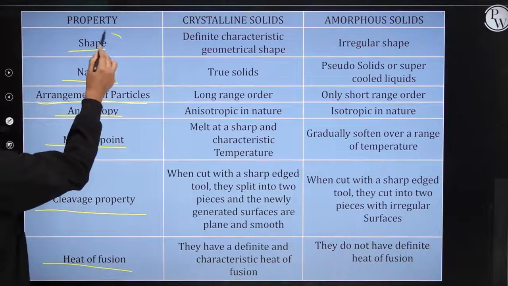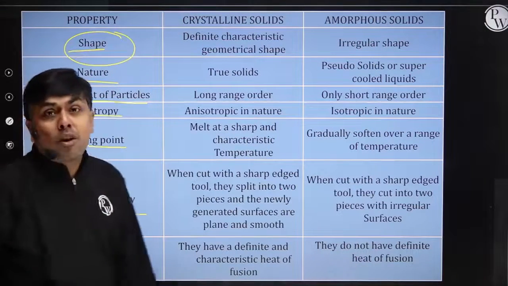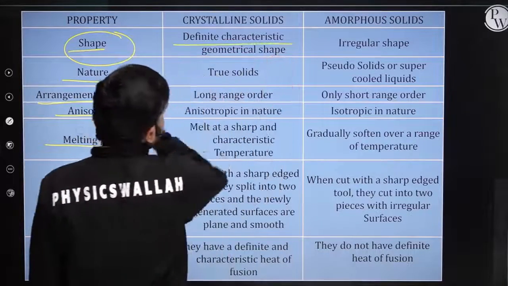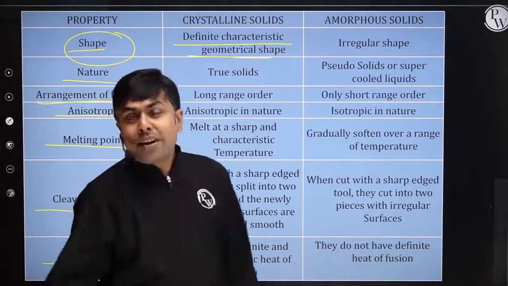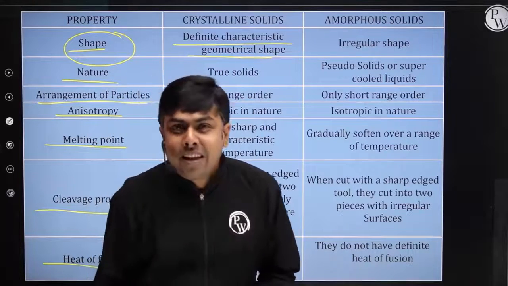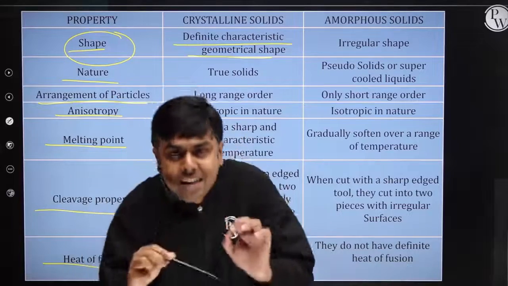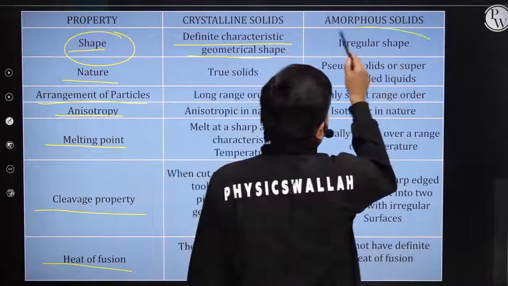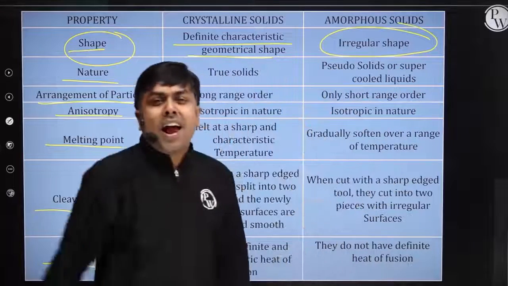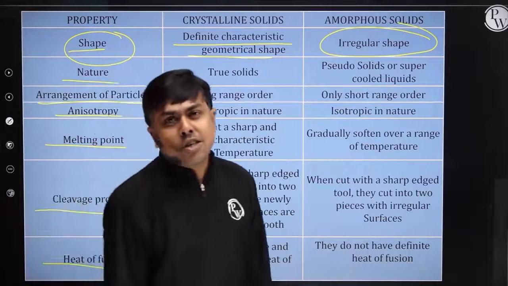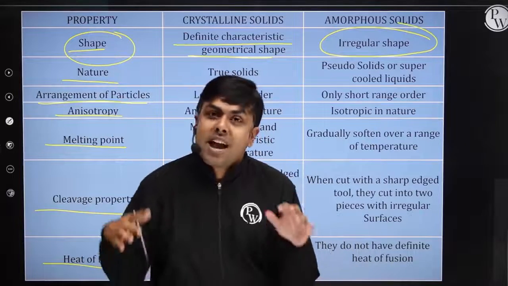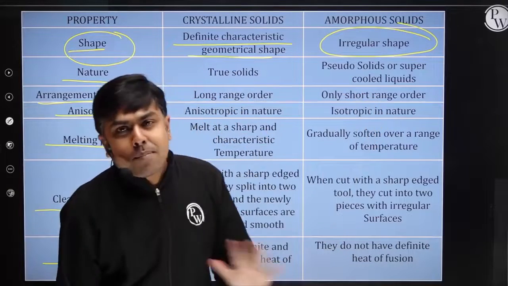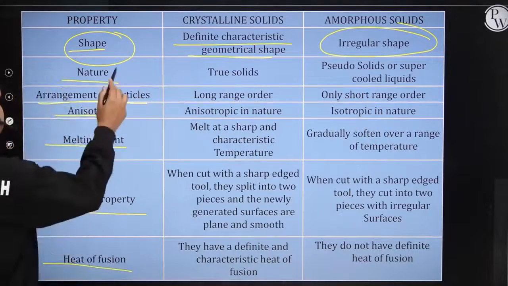Students, if I talk about this property, shape, crystalline solids have a fixed geometrical shape, right? They have a definite characteristic geometrical shape. Why is it so? The reason is that here the constituent particles are arranged in a definite order. Amorphous solids have an irregular shape, and the reason is that here the constituent particles, atoms or ions, are arranged in an irregular order, not in a definite order. Am I clear? Next one, nature.